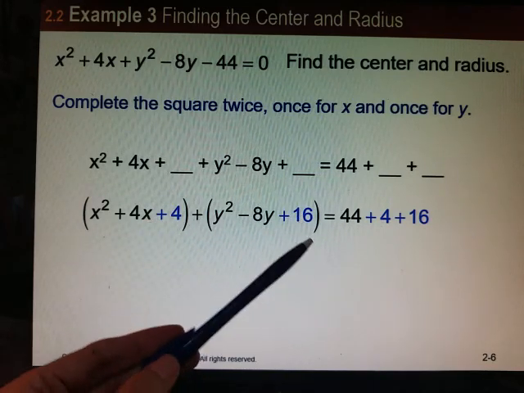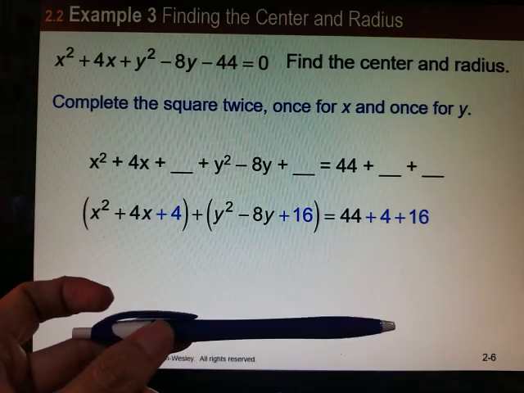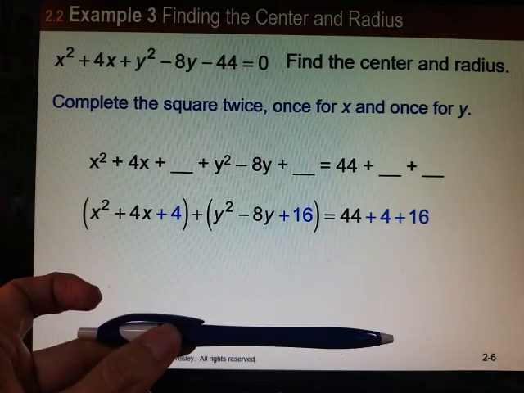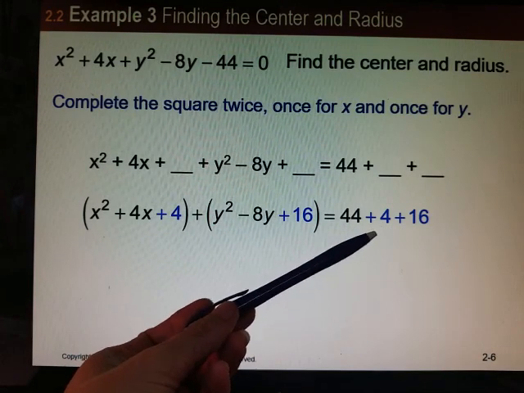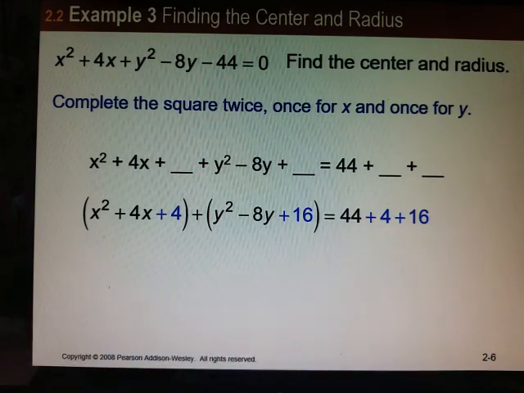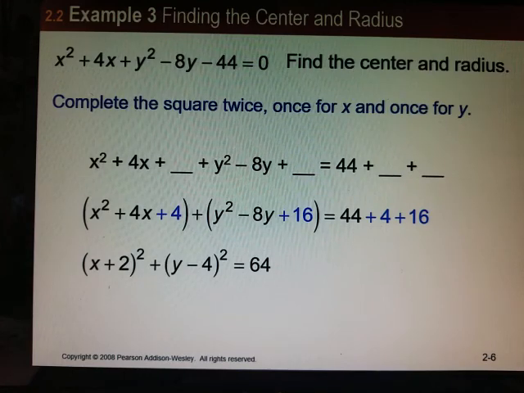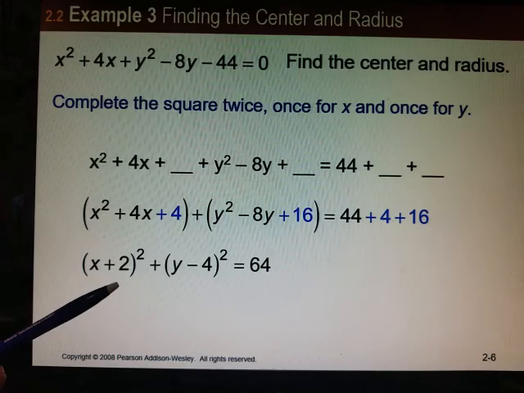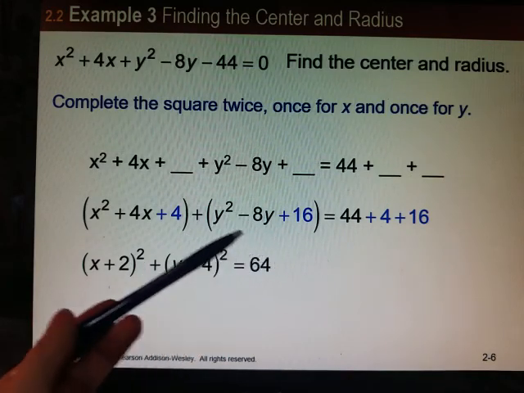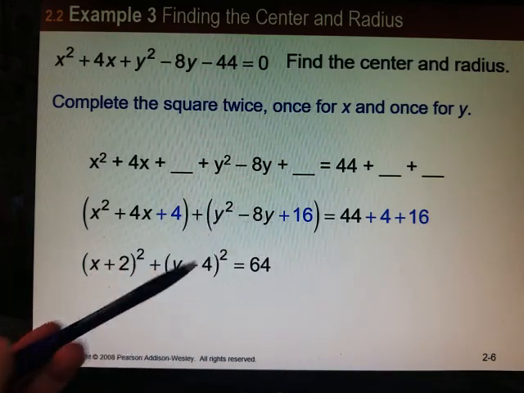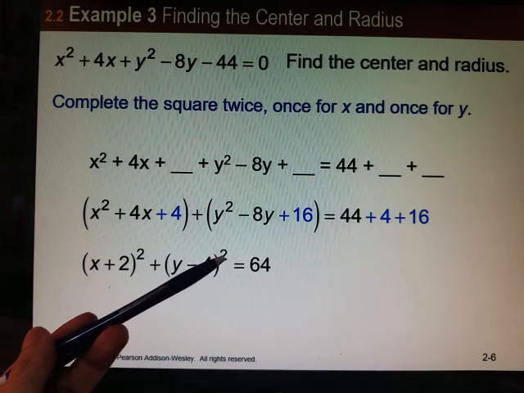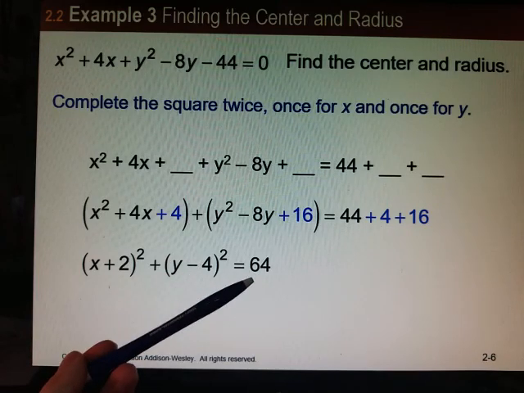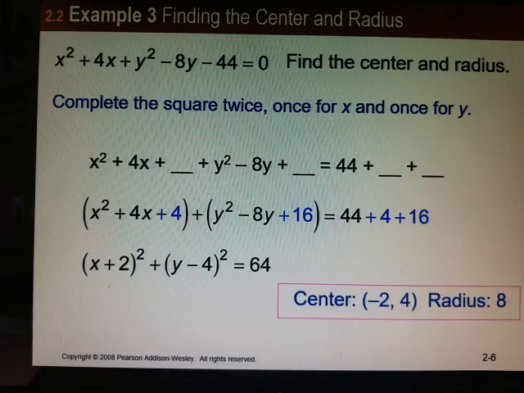And if I add it to the left side, to keep this equation balanced, if I only add to the left, it's not going to be balanced anymore. So I want to make sure I add to both sides to keep it equal. So if I add 4 on the left, I've got to add 4 on the right of the equal sign. Same with the 16. Now, we made this a perfect square such that the variable, half of plus 4 is plus 2, quantity squared. y minus 8 squared plus 16, there's the y, half of the minus 8 is minus 4, quantity squared, equals 64. So my center is (negative 2, positive 4), with a radius of the square root of 64, which happens to be 8.